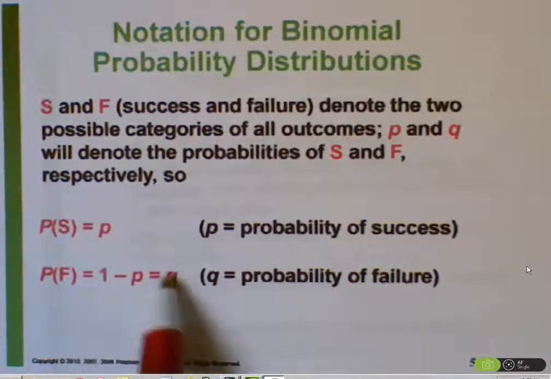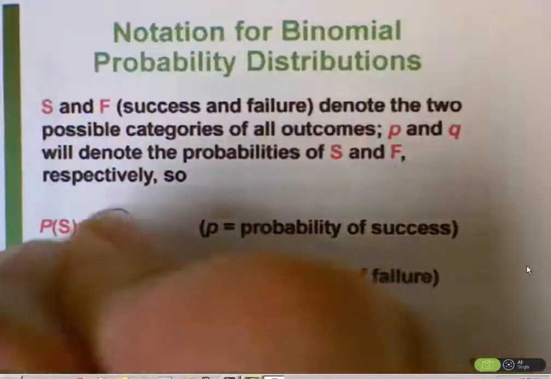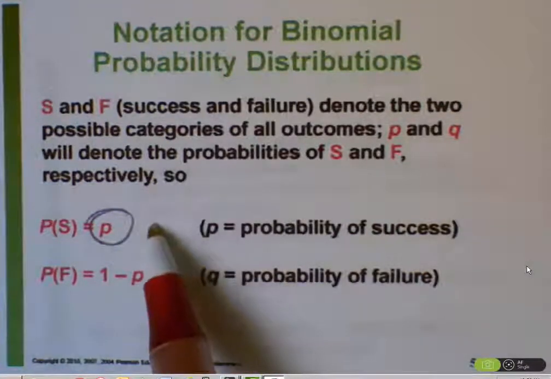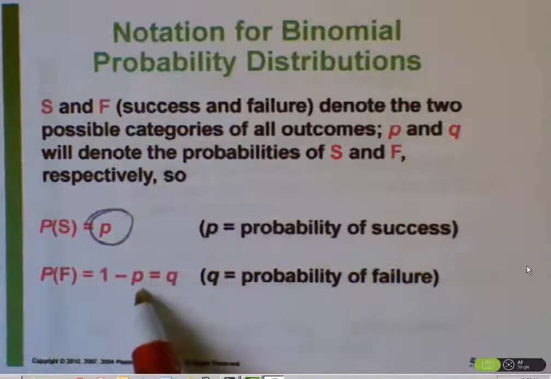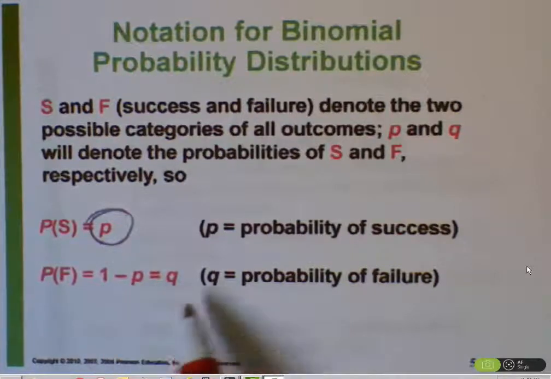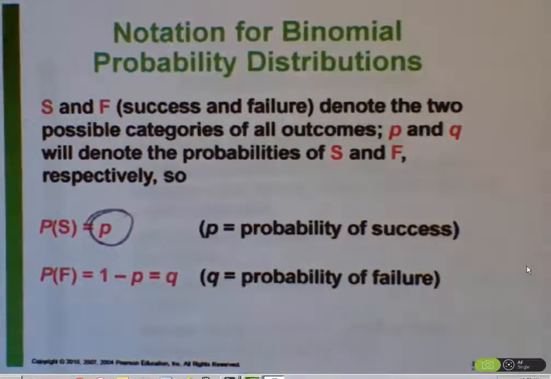And since there are only two possible outcomes, success and failure, if you give me p, then I can find q. If you tell me the probability of drawing out a pink marble is 0.7, then the probability of not drawing out a pink marble is 0.3. Just subtract the probability of success from 1, and that will give you the probability of failure.